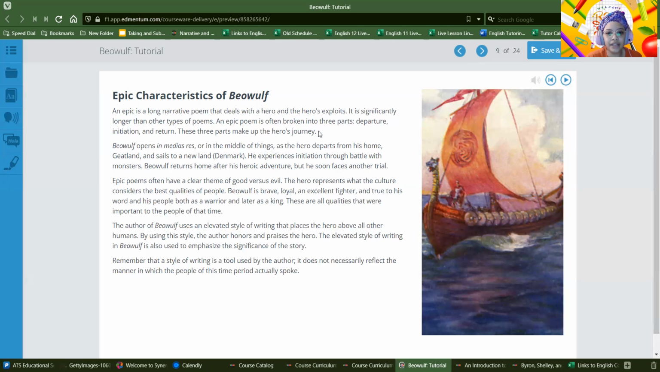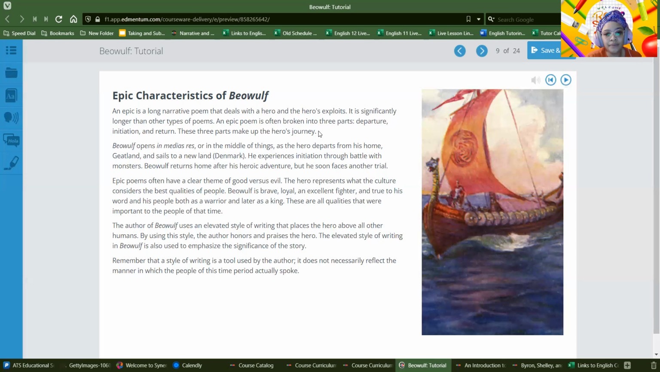So at the bottom of this slide, they talk about the elevated style of writing. So basically, they make it very, very clear that Beowulf, the main character, the hero, is the best human that has existed. He basically gets written about always in a good way. It's an elevated style of writing. So they use big fancy words to describe Beowulf to emphasize that he's the best. There's nothing better than him. And that's supposed to make the story seem more important.